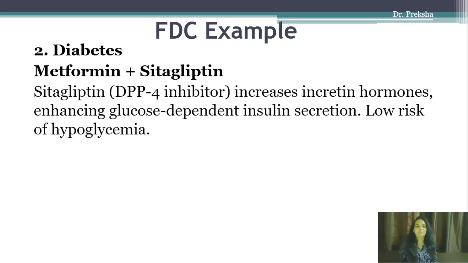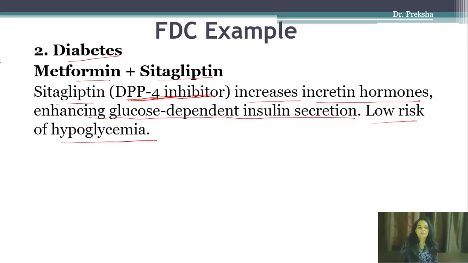Another very commonly prescribed combination is metformin plus sitagliptin, which is prescribed for diabetes. Sitagliptin is a DPP-4 inhibitor which increases the incretin hormones, enhances glucose-dependent insulin secretion and lowers the risk of hypoglycemia. So this combination is a rational FDC.